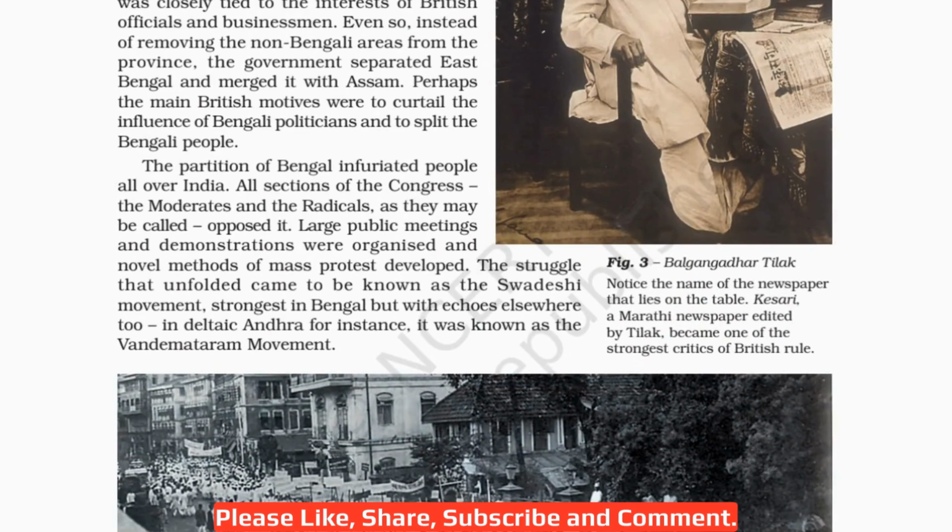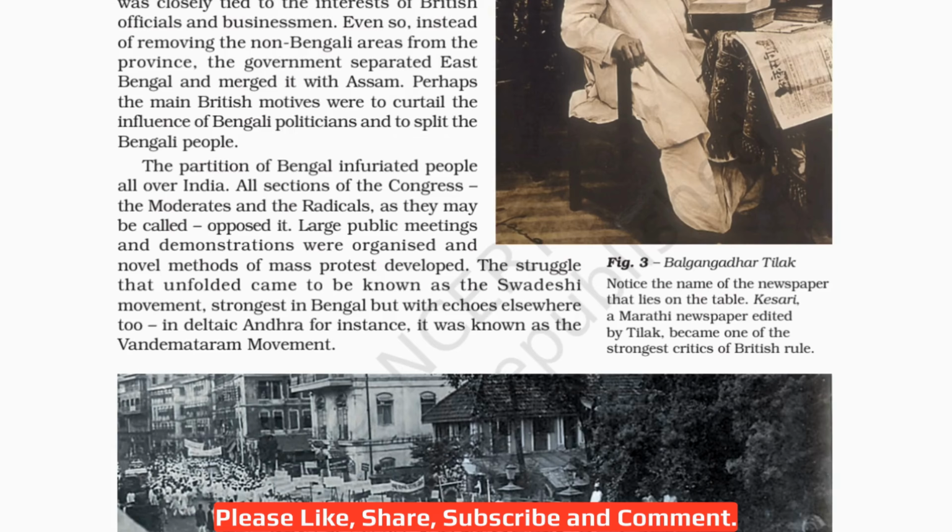The partition of Bengal infuriated people all over India. Okay, it infuriated people all over India. And this movement sparked the Swadeshi movement as well. Okay, so all sections of the Congress, the moderates and the radicals, as they may be called, opposed it. Both groups opposed this partition of Bengal. Large public meetings and demonstrations were organized, and novel methods of mass protest developed.